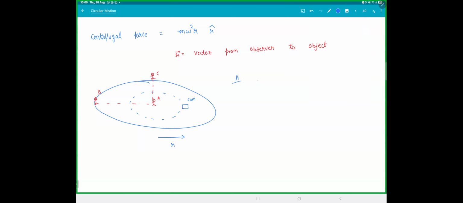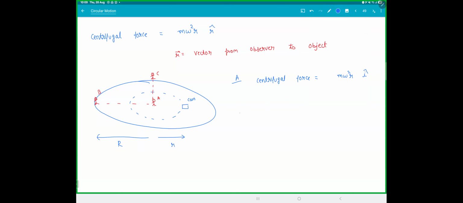If you ask A, boss, what is the centrifugal force? He will say, okay, the coin is there, so m omega square small r. Let's say this radius is capital R. r cap away from it. That is what he will say.